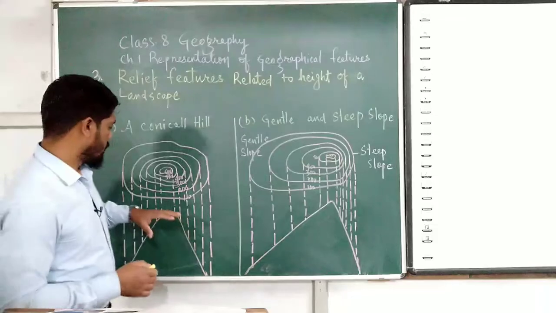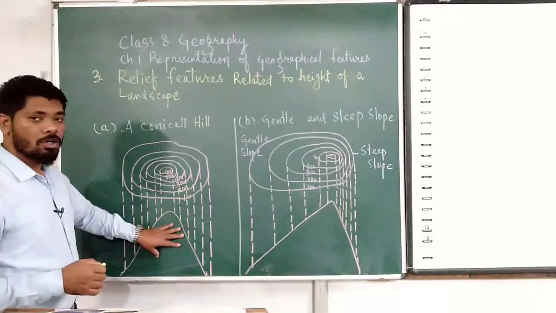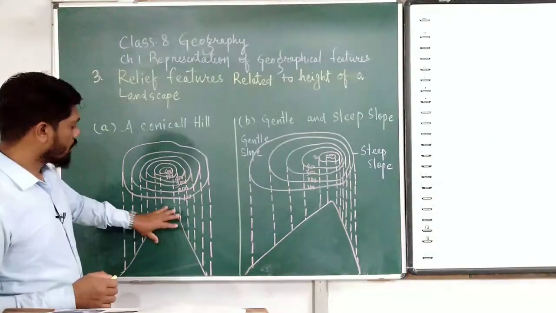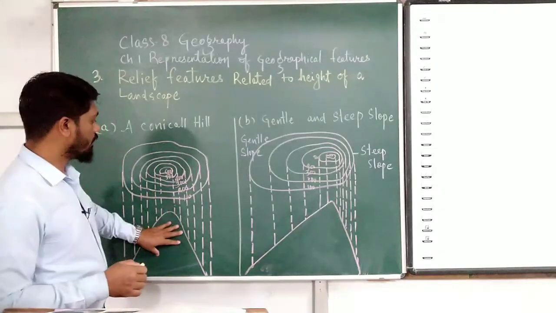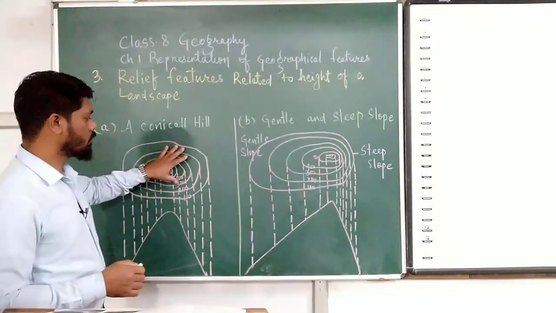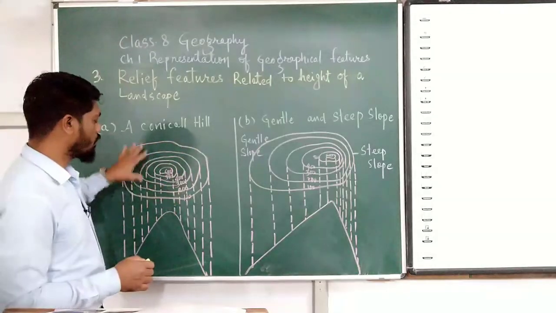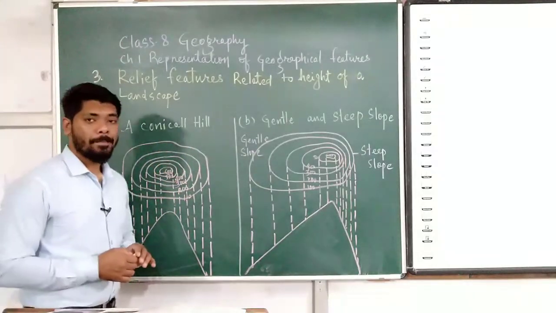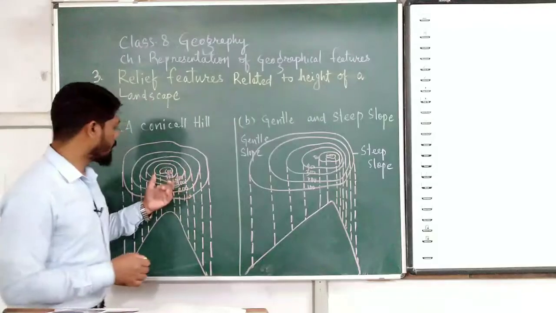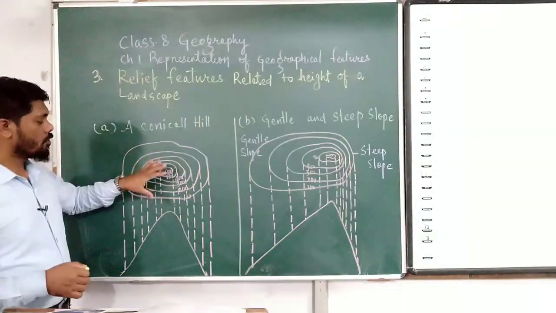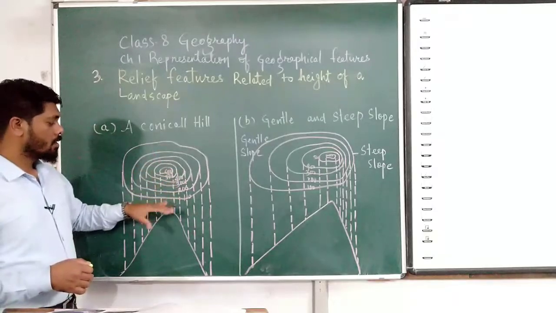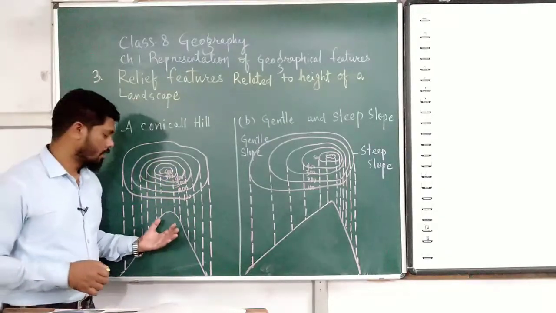The shape of the mountains cannot be drawn on the map. So what do they show? They show the shape of the landscape with the help of contour lines. This is the contour line that will be shown on the map. You will be able to understand, by looking at the pattern and the closeness of these contour lines, what the shape of the land is.